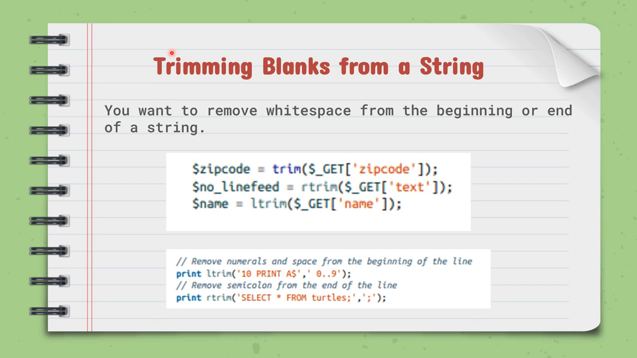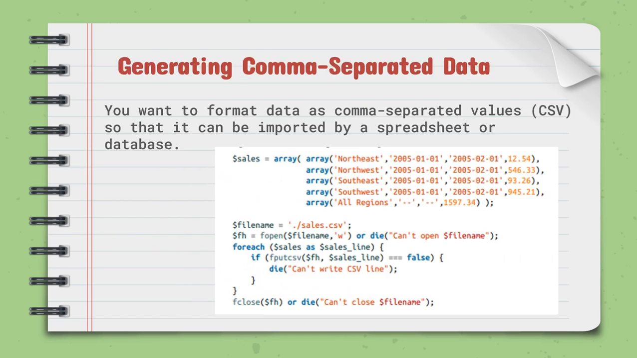Okay, trimming blanks from a string. You want to remove white space from the beginning and/or the end, and so we have a function trim for it. It just removes every space from the start and the end. We also have the functions rtrim and ltrim. Rtrim just removes the spaces from the right side, and ltrim just removes the spaces from the left side. We can also pass an argument if you want to remove a specific word or a character from this specific string.